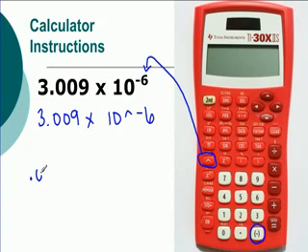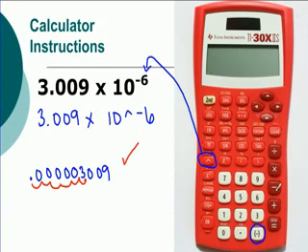5 zeros in front. So 1, 2, 3, 4, 5, 3, 0, 0, 9. If you want to check that, the decimal point was here. The decimal point was here, so we're going to count back 1, 2, 3, 4, 5, 6. That is correct.